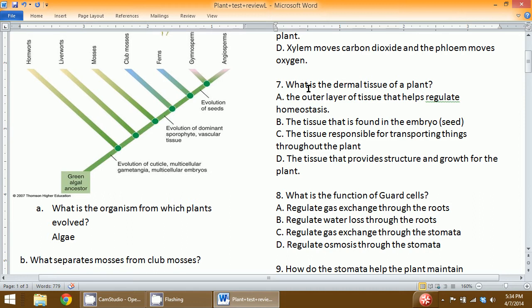Well, it's the same as your dermal tissue. It's the skin of the plant. Of course, their skin is a little bit different from ours. So if I just say the outer tissue, that's true. Your outer tissue is also your dermal tissue.